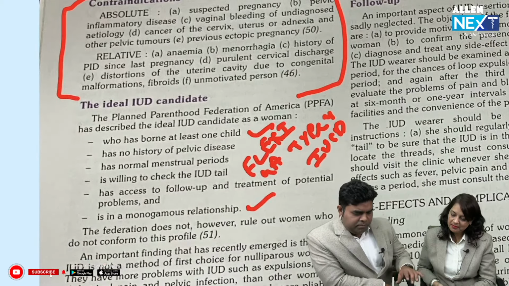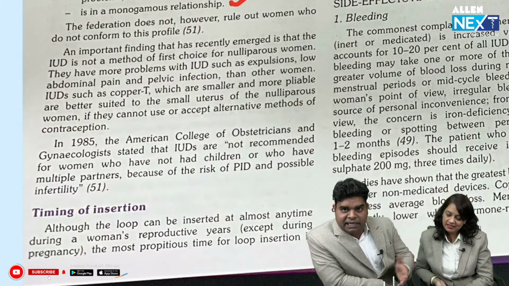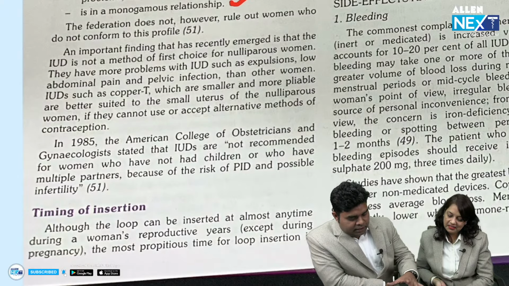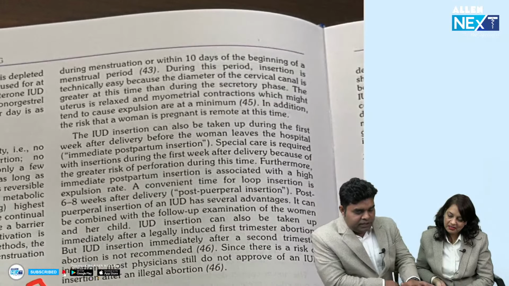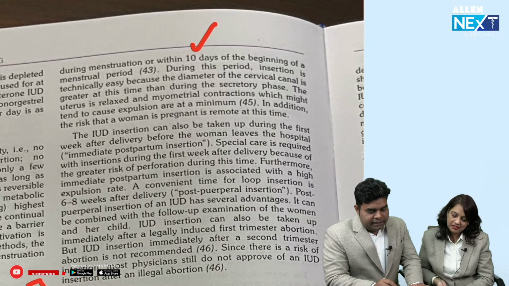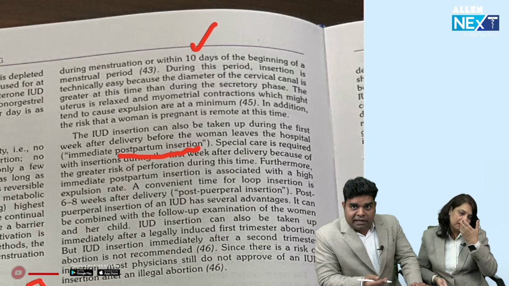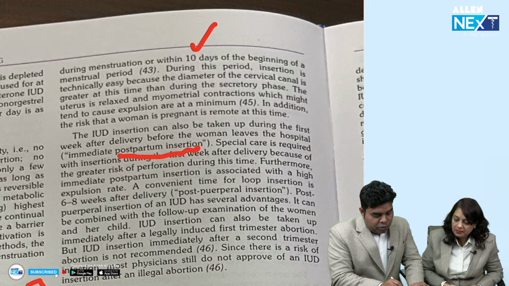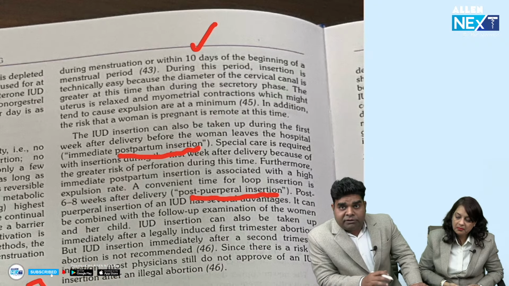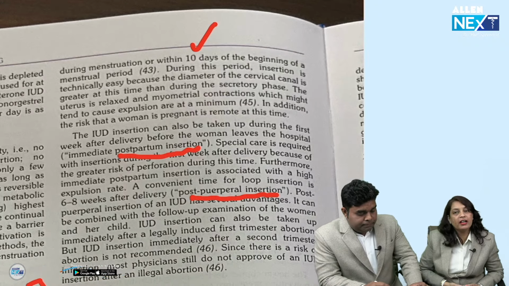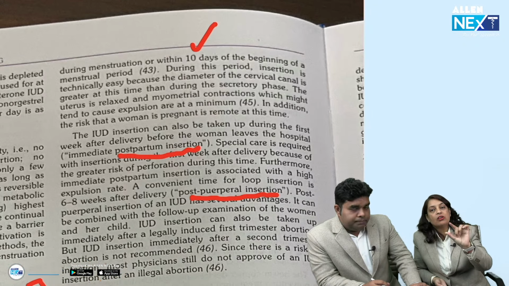One more question which ma'am and I were discussing before coming is, what is the time of insertion of IUCD, for which a question has also come in a previous NEET exam. They say one time is within 10 days, second timing is immediate postpartum insertion just after delivery, third is post-puerperal insertion. Post-puerperal insertion means after 6 weeks of delivery. That is, we call it interval insertion. Interval insertion means after 6 weeks of delivery.